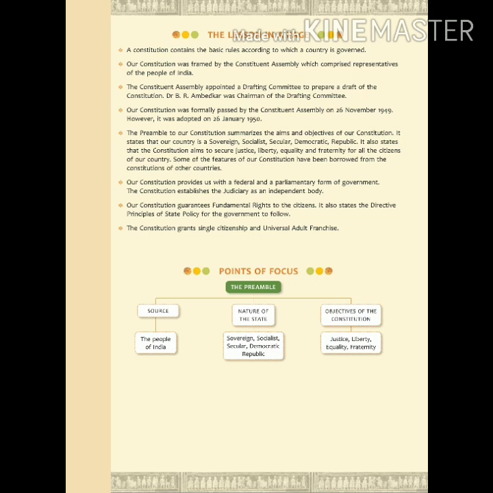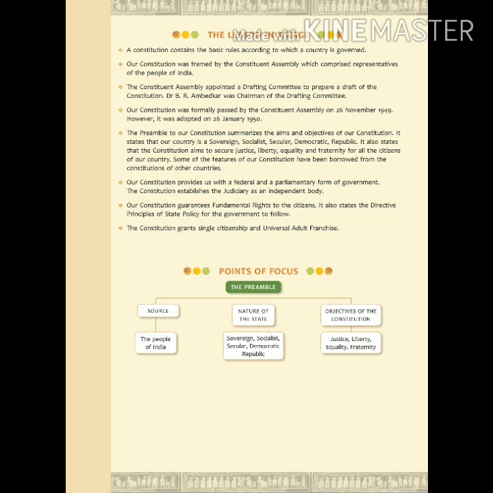Our Constitution guarantees fundamental rights to the citizens. Which are the fundamental rights? It's on page number 121. Right to equality, right to freedom, right against exploitation, right to freedom of religion, cultural and educational rights, and right to constitutional remedies. These are fundamental rights that each citizen exercises. It also states the directive principles of state policy for the government to follow. For any government to manage the administration, there have to be certain rules which they need to abide by, and those are the directive principles of state policy.